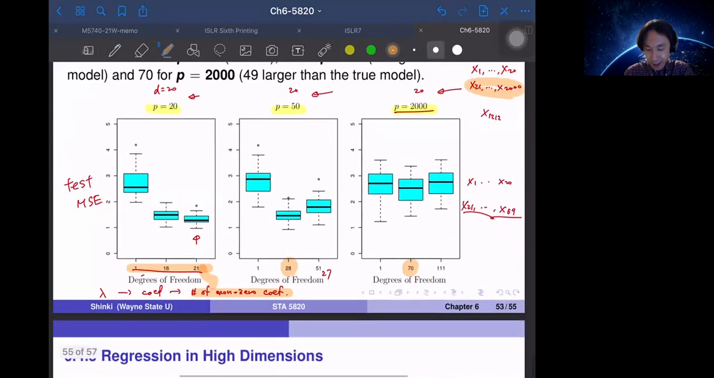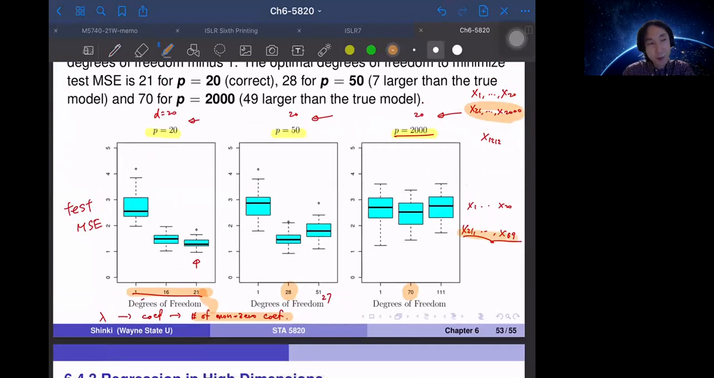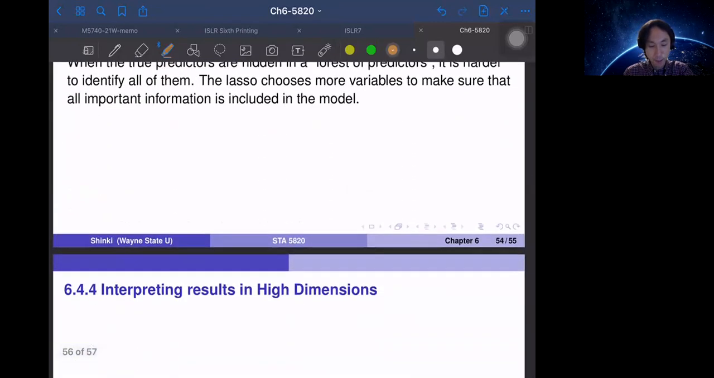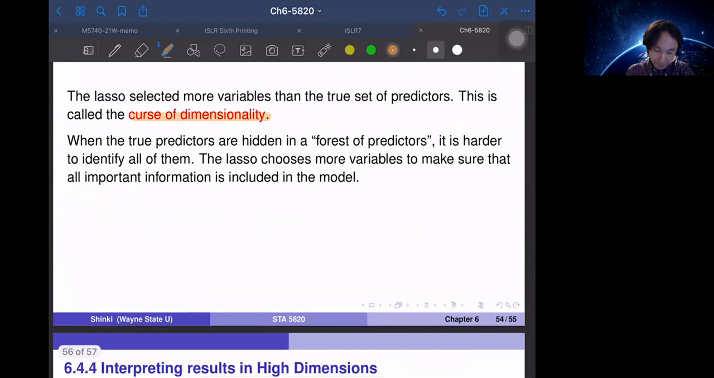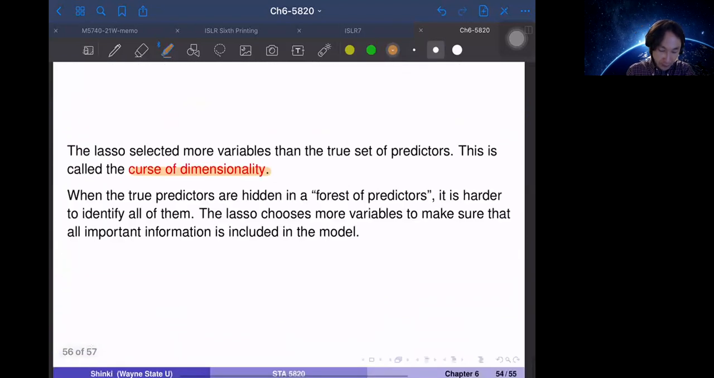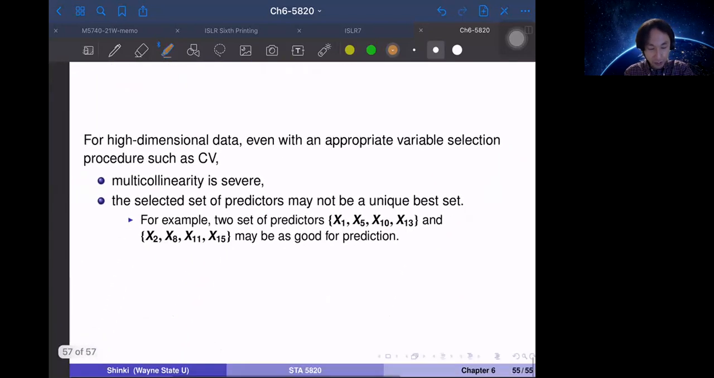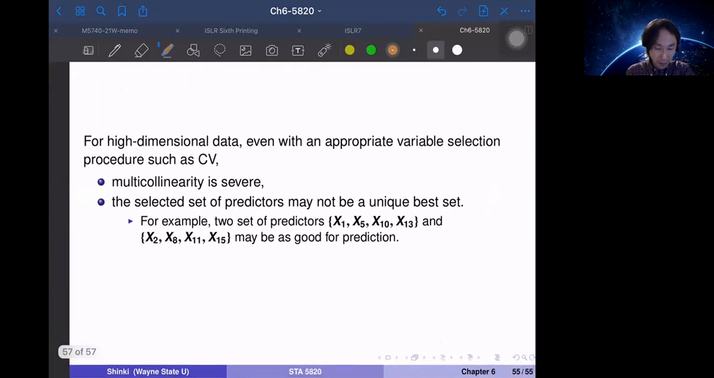So it's fine to include these, maybe. These are just noise, right? Anyway, we probably include the important information, so it may be fine, and it's the best thing we can do for prediction. But to identify true predictors, sometimes the lasso is not good. But in reality, we don't know the truth, so sometimes people don't care.